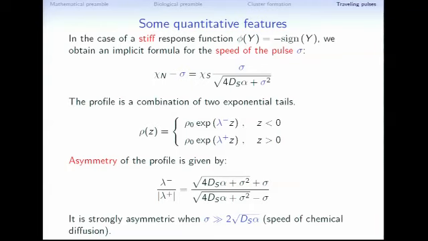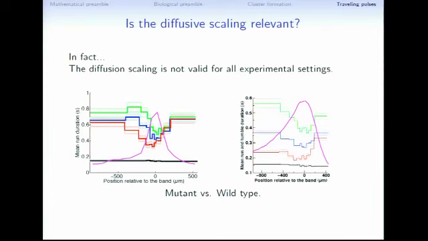In some sense, this scales like a speed. It's not really clear that it's a speed of chemical diffusion, but it scales like a speed, and it depends only on diffusion. And as I promised you before, this is to convince you that the macroscopic limit is not always relevant.